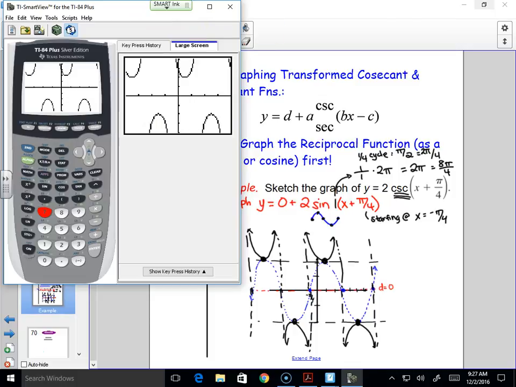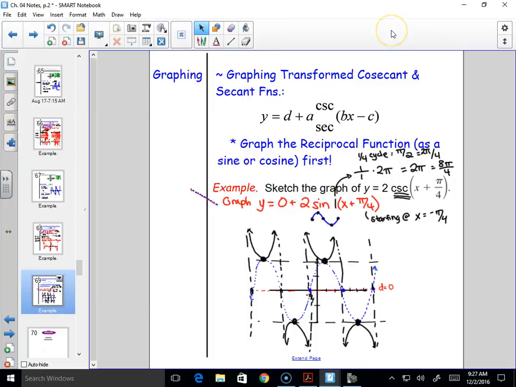Sine with cosecant. Guess what happens with secant and cosine? Same thing. Graph the cosine, make it dotted. Intercepts are vertical asymptotes, join the maxes, mins, bounce, bounce, bounce, bounce. Bounce, bounce, bounce, bounce. There you go. So guess what?